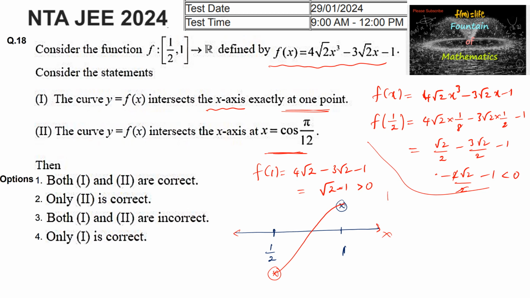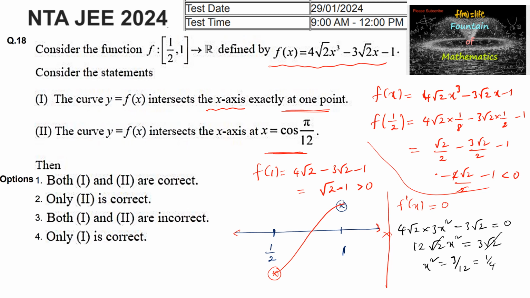And let us check, is there any maxima or minima in between 1 by 2 and 1. For that, differentiate and equate to 0. So we get 4 root 2 into 3x square minus 3 root 2 is equal to 0. So 12 root 2 x square is equal to 3 root 2. So x square is equal to 3 by 12, which is 1 by 4. So the value of x is plus or minus 1 by 2. Minus 1 by 2 does not exist in the interval.